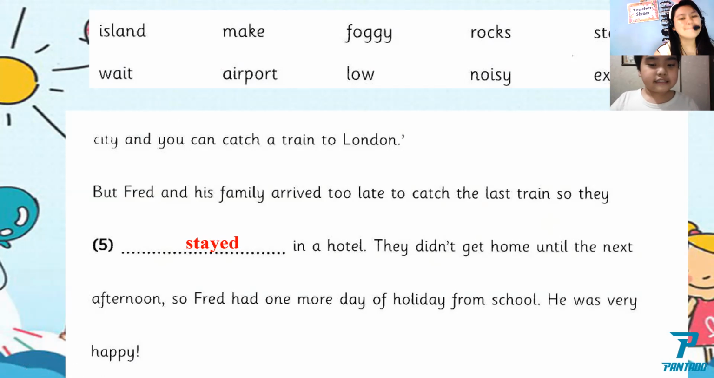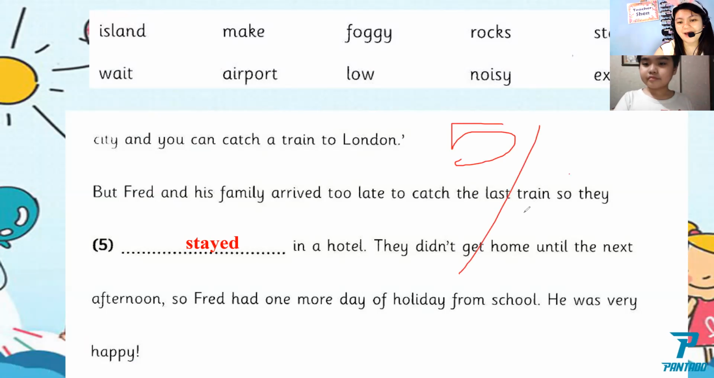so they stayed in a hotel. They didn't get home until the next afternoon, so Fred had one more day of holiday from school. He was very happy. All right. Wow, good job. You got it all correctly. Now I'm going to give you a perfect score of 5/5. Good job, Tommy.